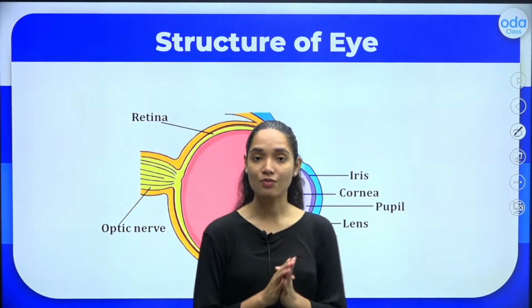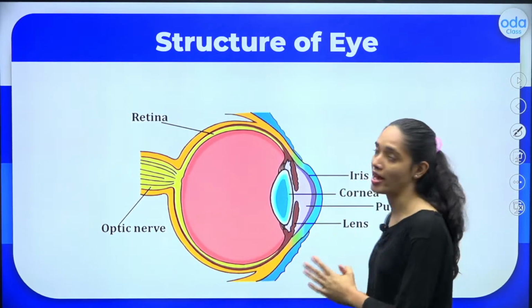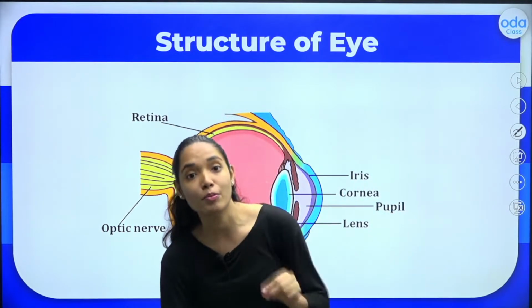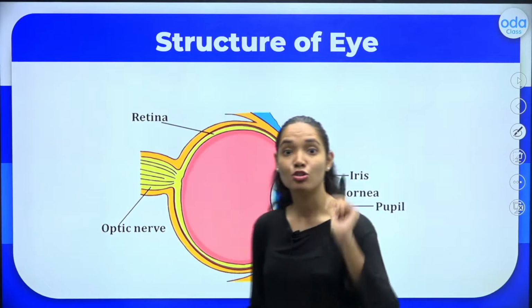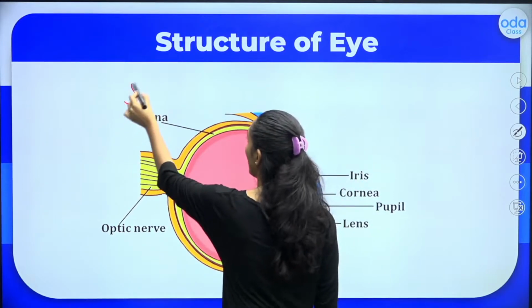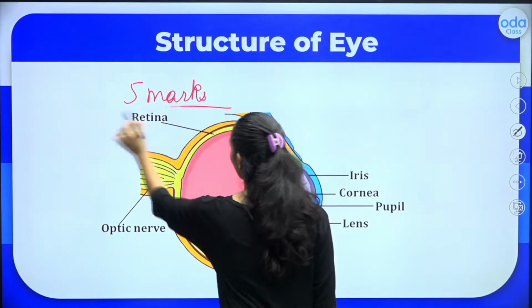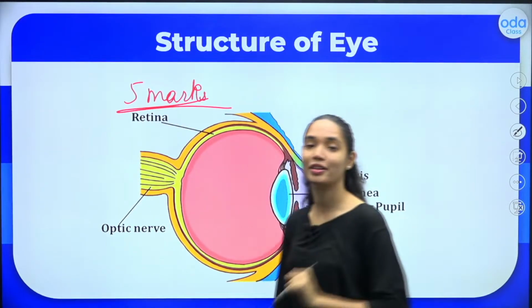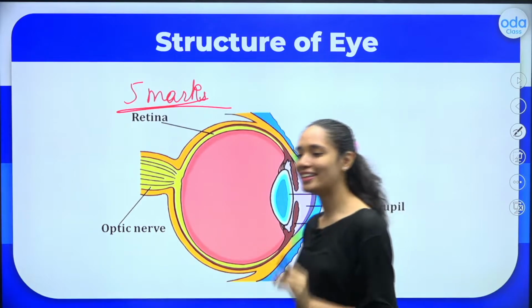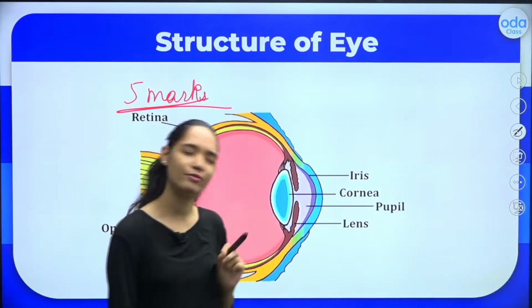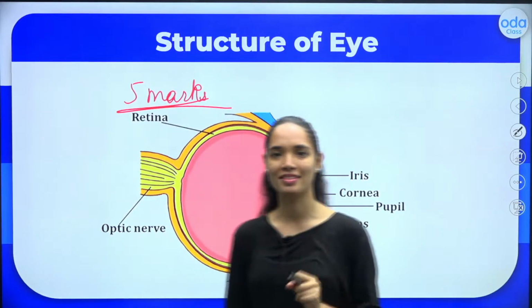For class 5, this structure is more than enough. And let me tell you, my dear students, it's a very important structure. Why? You can easily gain 5 marks from it. A mandatory question, students, mandatory question: draw a neat labeled diagram of the eye. Very, very important, students.